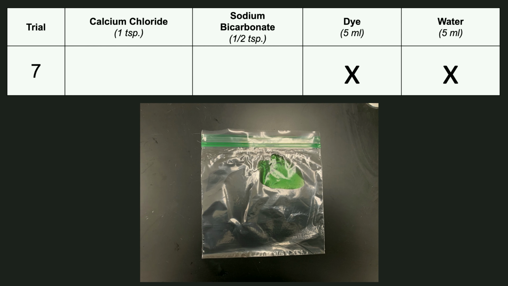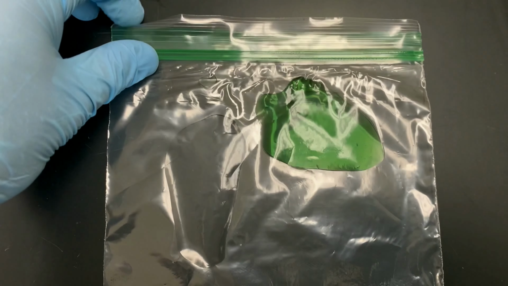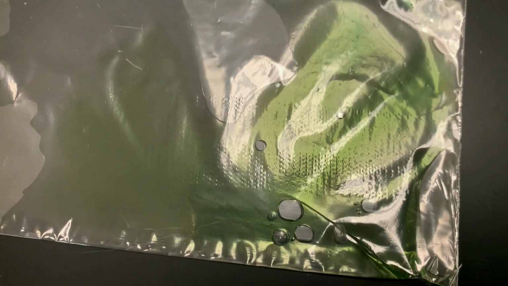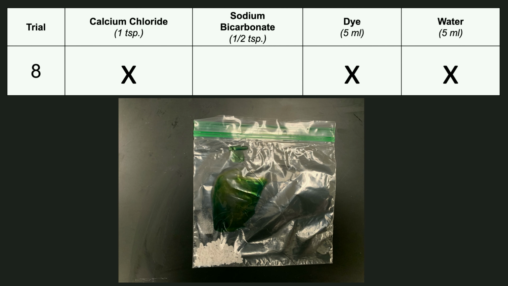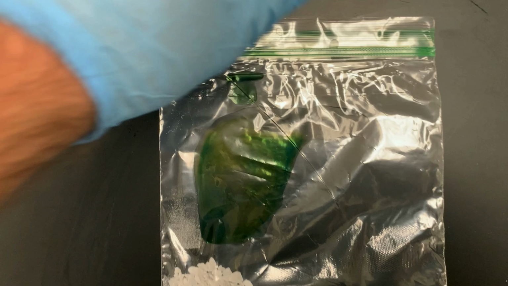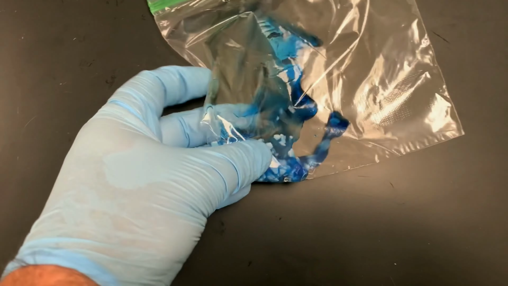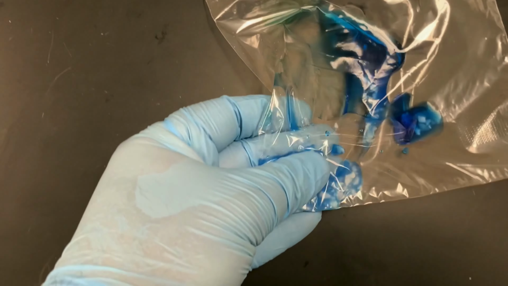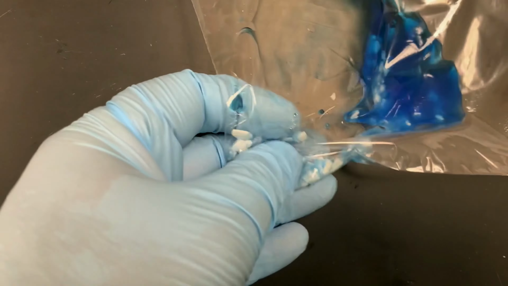In trial 7, when we mix together dye and water, what's going to happen is no change is going to occur. In trial 8, we're going to mix together calcium chloride, dye, and water. And what we end up observing for that one is that the solution becomes really warm. So our observed change is that it becomes hot, it becomes warm.